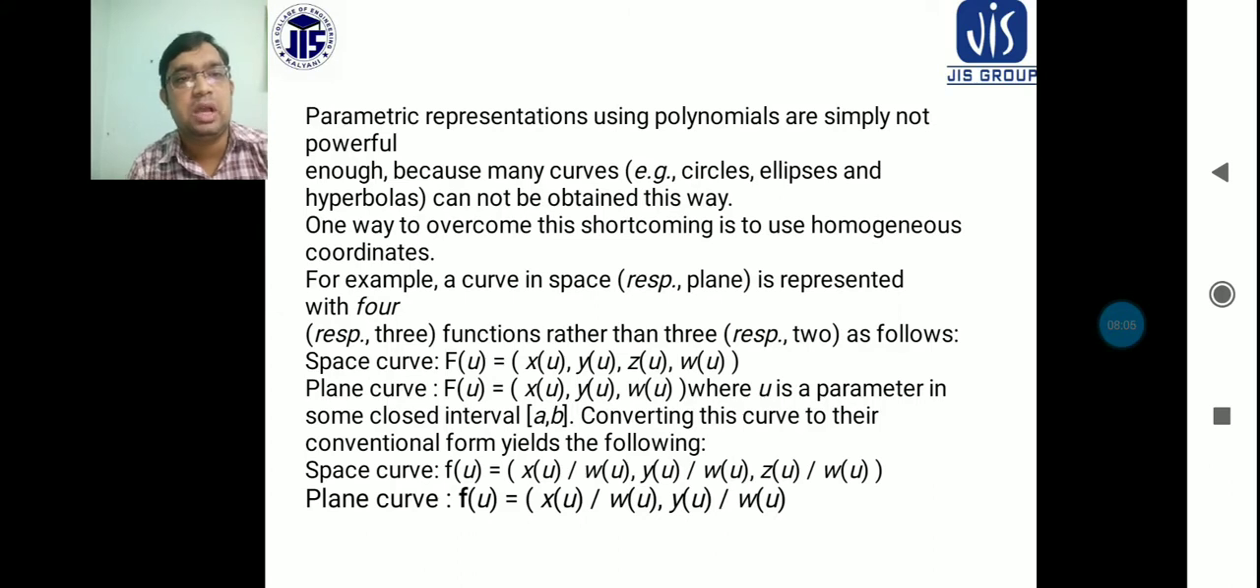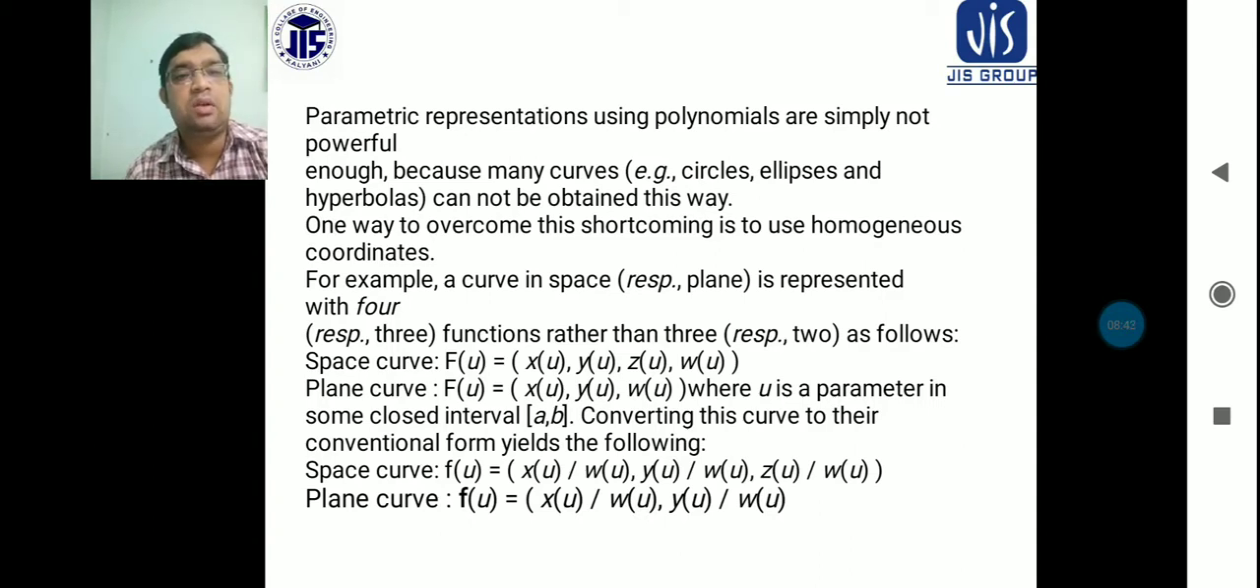The plane curve equation is here. The curve f(u) equals (x(u), y(u), z(u), w(u)), where u is a parameter in some closed interval, that is [a, b]. Converting this curve to its conventional form yields the following space curve: f(u) equals (x(u)/w(u), y(u)/w(u), z(u)/w(u)).